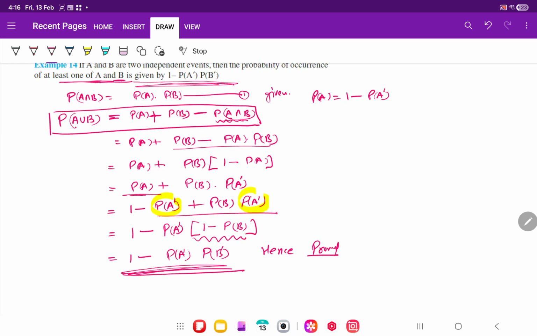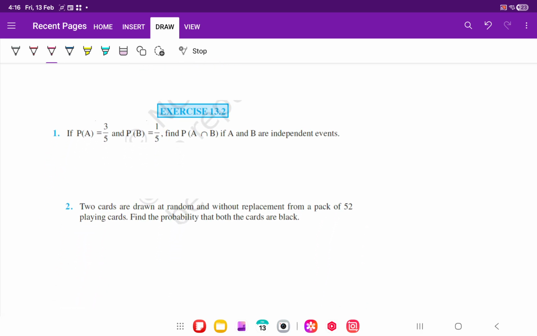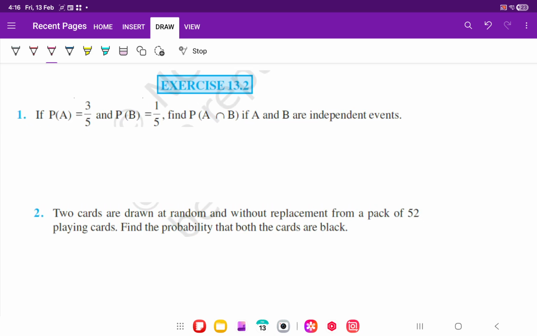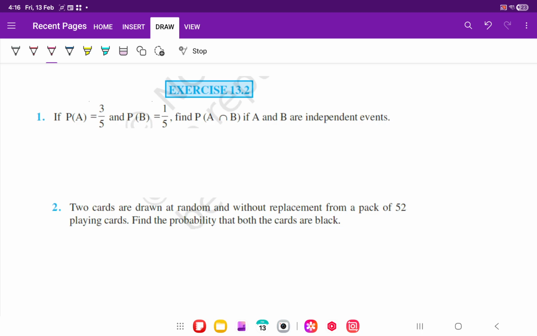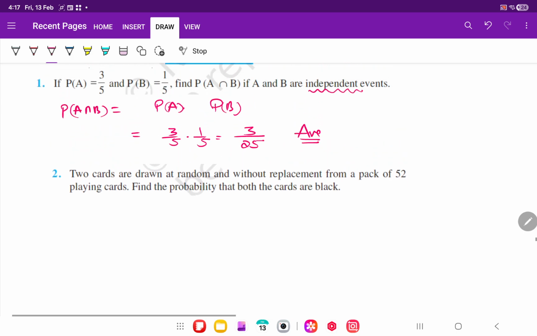So, based on this knowledge, let us start the next exercise 13.2 from NCERT. Here they are saying P(A) is 3 by 5, P(B) is 1 by 5. What is P(A ∩ B) if they are independent events? We know this very well, correct? So P(A ∩ B) is P(A) P(B). P(A) is 3 by 5, times 1 by 5, so it is 3 by 25. This is the answer.